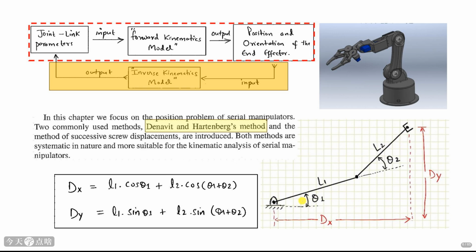The image of the robot arm illustrates this. Knowing the angles θ1 and θ2, and the lengths L1 and L2, allows us to determine the coordinates dx and dy of the endpoint E. We'll focus on serial manipulators, where links are connected in a chain. Methods like Denavit-Hartenberg provide systematic ways to solve these problems.